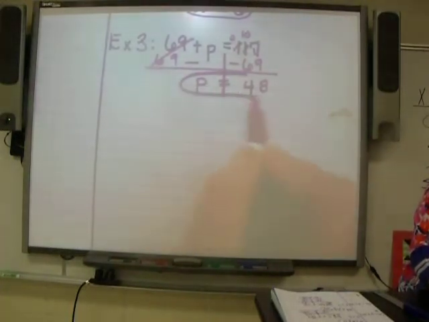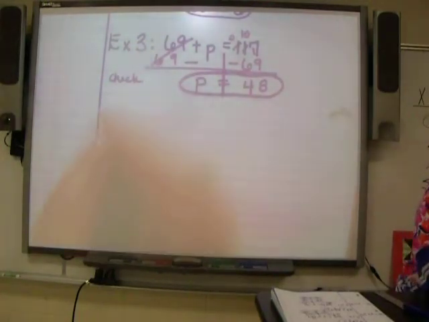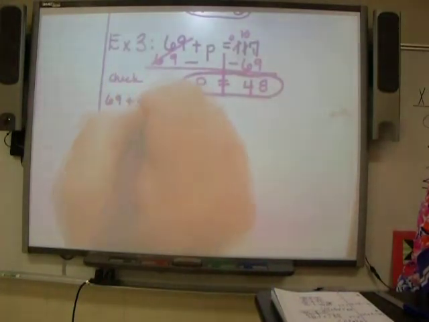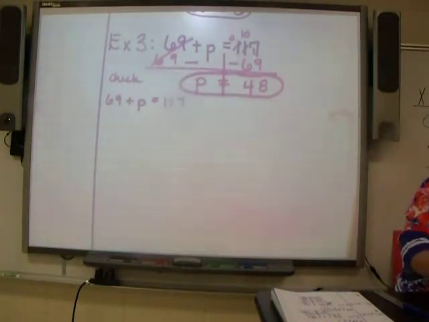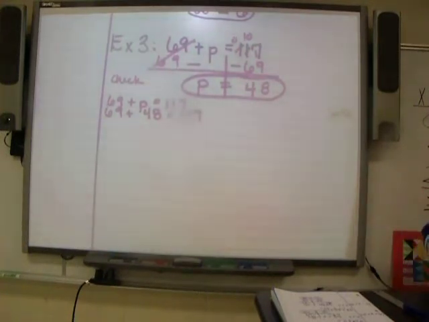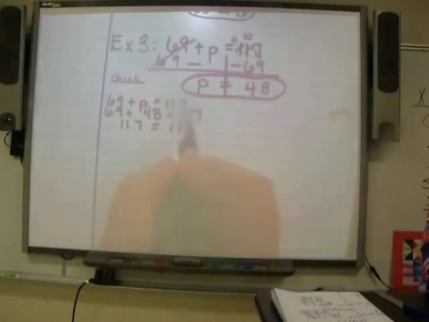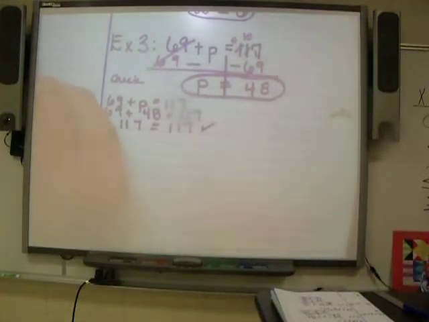Now, I'm not going to take that for granted. I'm going to go ahead and check it, which means I'm going to write my original problem. And if I said P was 48, then I'm going to fill in 48, or substitute 48 for P. I know that 8 plus 9 is 17, 7 plus 4 is 11, so 117 equals 117, and I know that 48 is the right answer. Don't forget to come over here and take out 69 plus P is equal to 117.